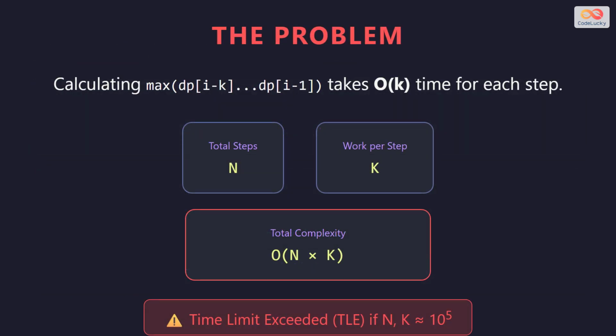However, there is a problem with the naive approach. For every single index, we are iterating back up to k times to find the maximum. If the array size n and jump limit k are both large, say 100,000, this results in n times k operations. That is roughly 10 billion operations, which will definitely cause a time limit exceeded error on most coding platforms.